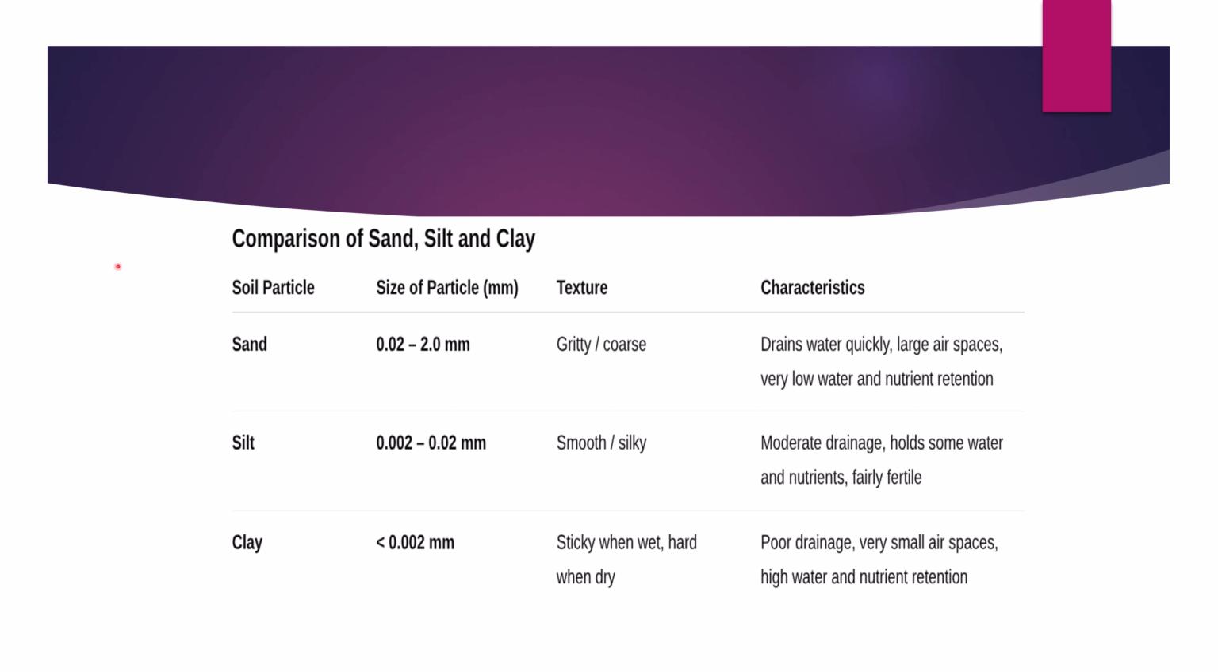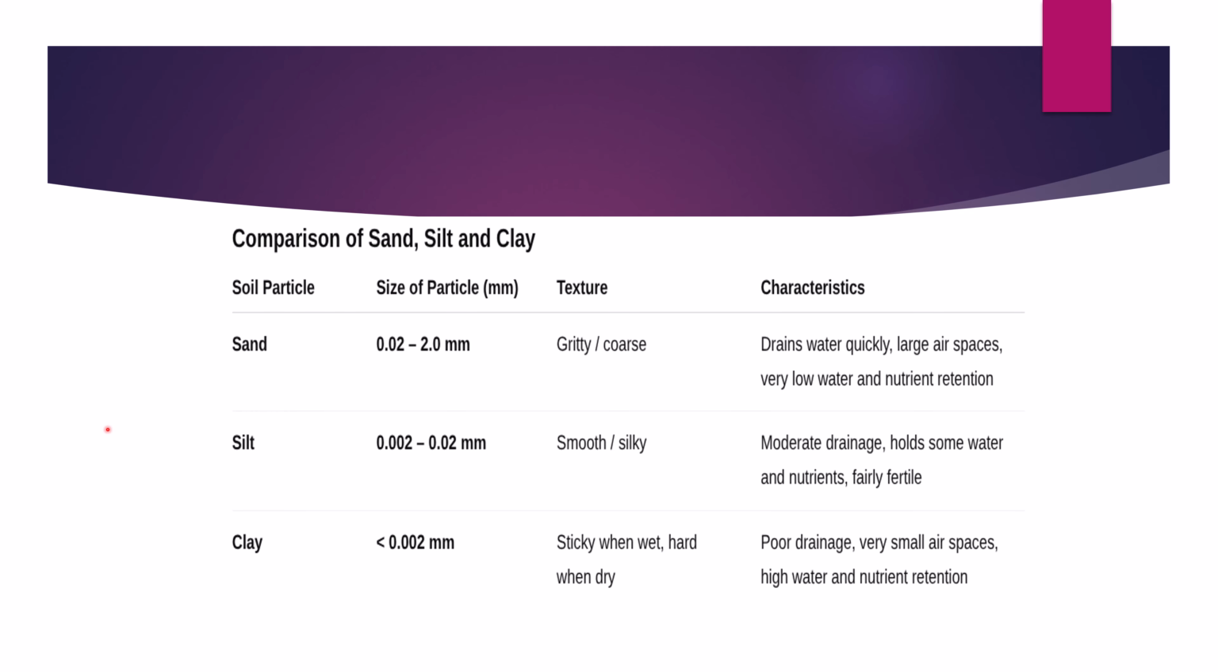Here is the comparison of sand, silt and clay. Soil particle: sand. Size of particle in millimeters: 0.02 to 2.0 millimeter. The texture is gritty. The characteristics: drains water quickly, large air spaces, very low water and nutrient retention.